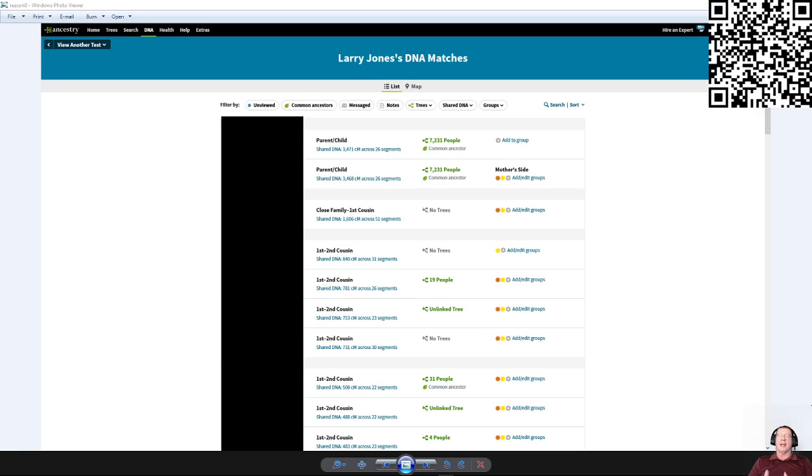This is what your DNA match list would look like on Ancestry. Now, this is mine. Name is blocked out. And you can see it has a list of the centimorgans where I match everybody. Okay, that's what we normally see. It's just from me to them.